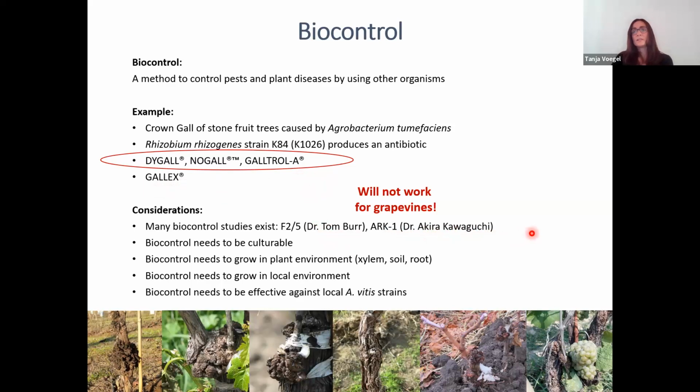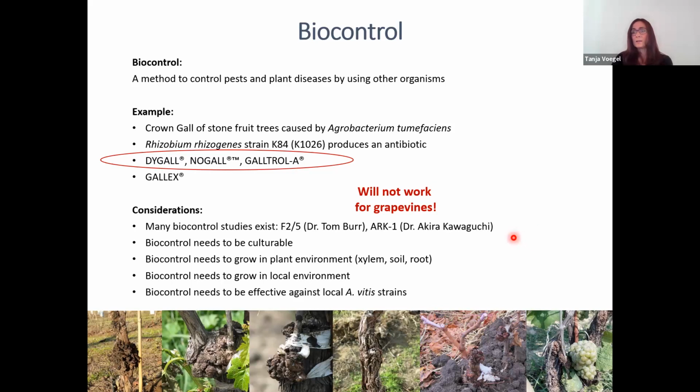And there are some considerations for biocontrols. So we need to be able to culture them in the lab. They need to be able to grow with us in the lab so that we can work with them. Biocontrols need to also grow in the plant environment.